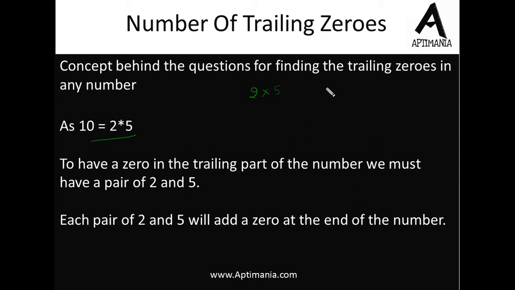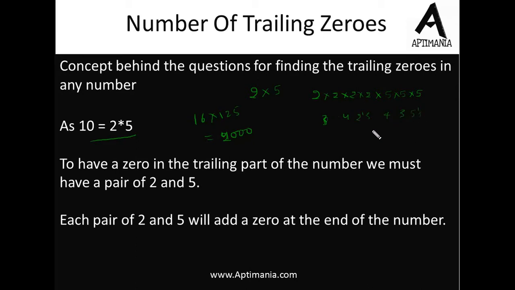Suppose we have a number in which there are 4 2's and 3 5's. Basically this number is 16 into 125, which is 2000. So we are talking about 2000. Now we need to check how many trailing zeros are there in this number. So we'll check for the pair of 2 and 5. Here we are having 4 2's and 3 5's.